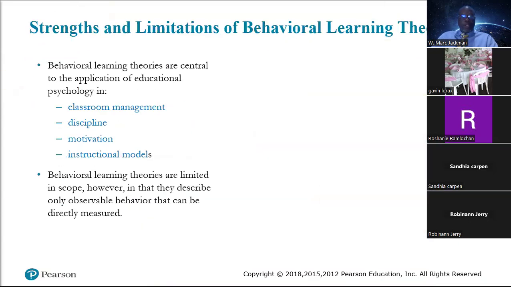Okay. So they have the strengths and limitations of behavioral learning. Behavioral learning theories are central to the application of educational psychology because it helps in classroom management, it helps in discipline, it helps in motivation, it helps in the use of instructional models. They are limited in scope as they deal mainly with observable behavior that can be directly measured. And they don't focus so much on the cognitive aspects of behavior. All right, it's more on the observable tenets of behavior.